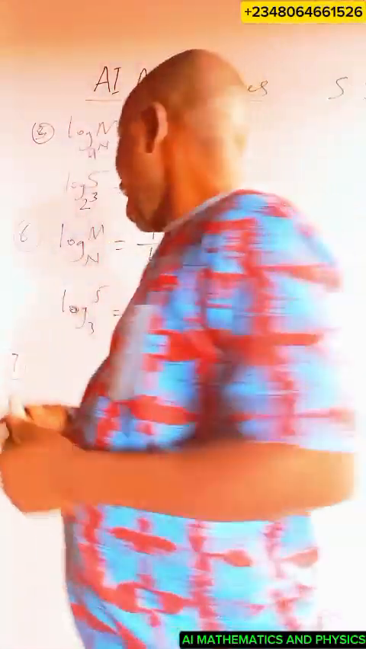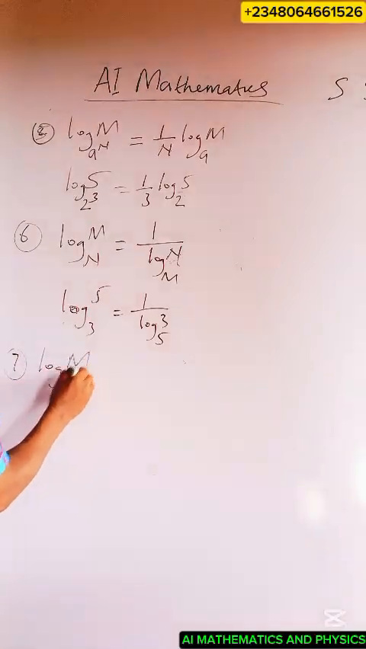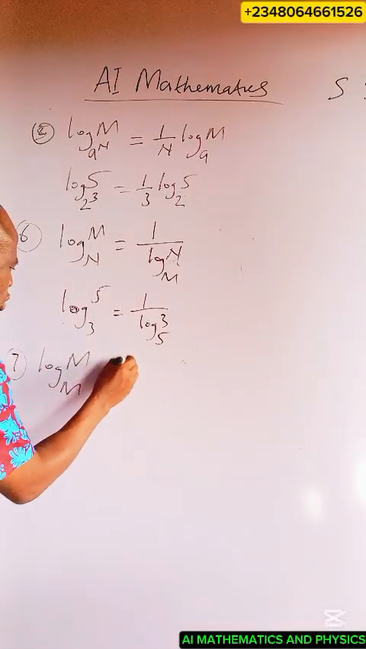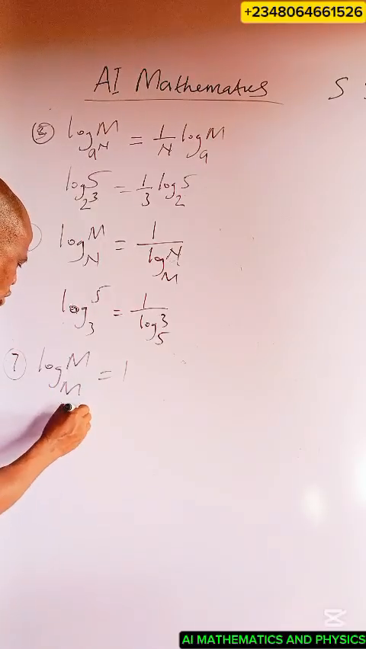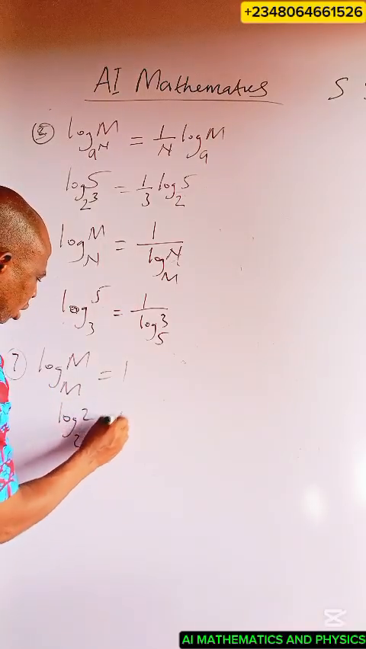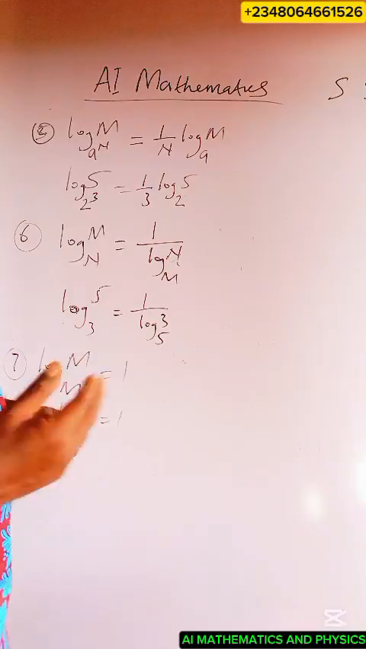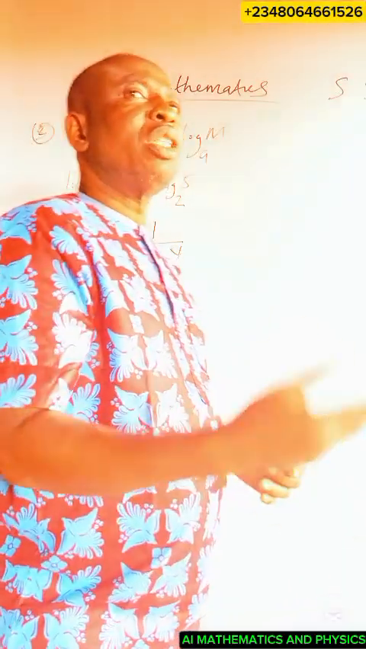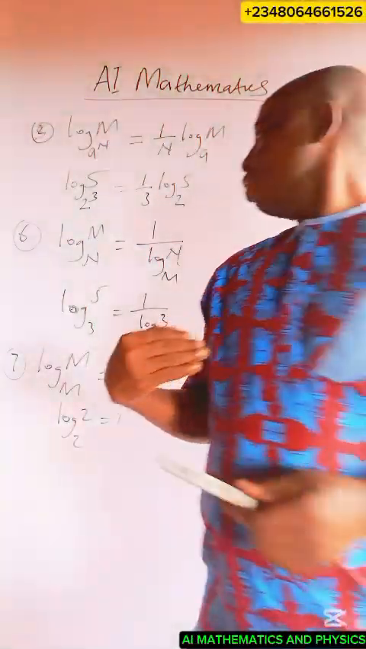Log m base m is equal to 1, which means when you have log 2 base 2, it is equal to 1. When the log and the base have the same value, the value will be equal to 1. Log 10 base 10 is 1. Log 5 base 5 is 1. Log 7 base 7 is equal to 1. That is what this rule is talking about.